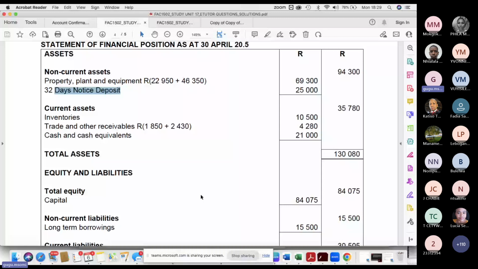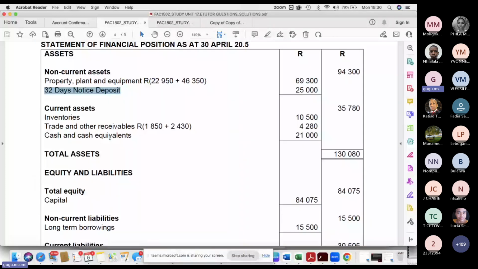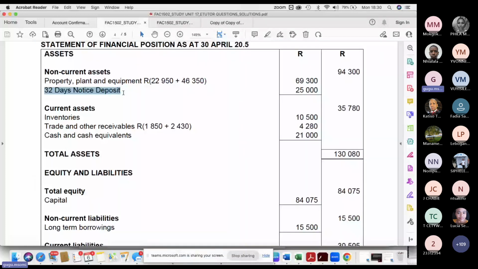No, so that's why I was saying there's an error in the solution, because 32 days notice by nature is a current asset. So this is the investment in shares. That 25,000 should have said investment in shares, and this cash and cash equivalents is the 32-day notice of 21,000. This one. So just the names that are wrong. Is everyone clear? So in here, it says 32 days notice, but this should be investments, because the investments are non-current assets. And the 32 days, which is 21,000, is the current asset. It's accessible in less than a year.